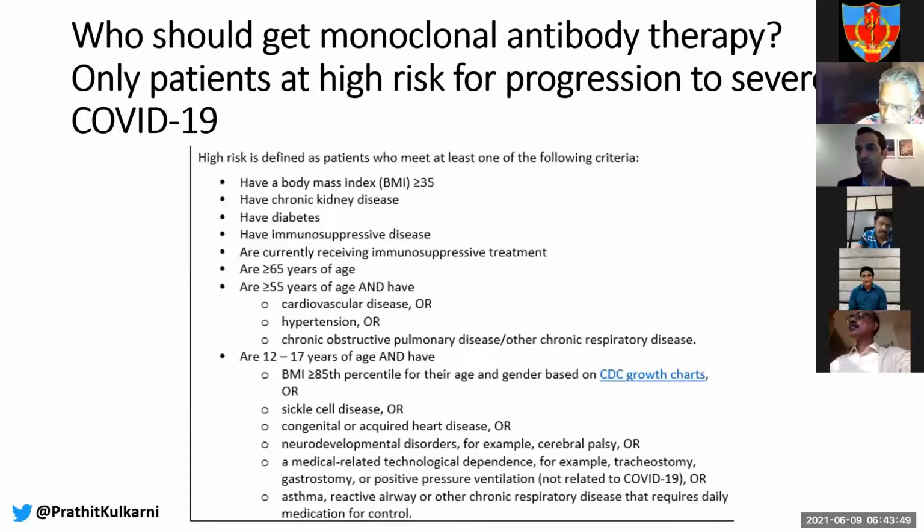So I'm not going to read all of this chart. I will send these slides to Dr. Kairam. He can send to everybody. But basically, it should only be high-risk patients who get monoclonal antibody therapy. Again, usually above the age of 65, or they have kidney disease, diabetes, some other kind of medical problem.